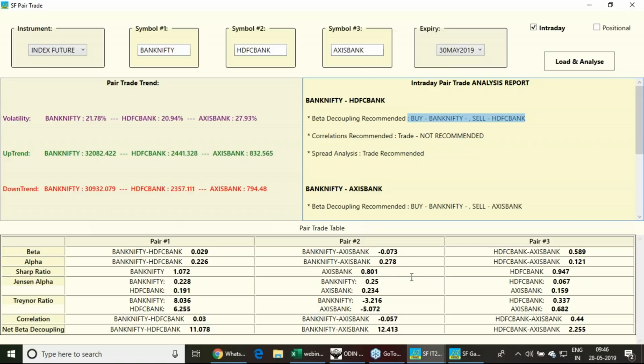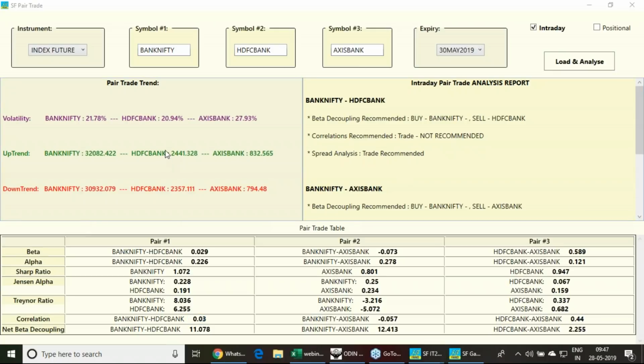So correlation is below 60%. Bank Nifty and HDFC correlation is pretty low. It is near zero. So you can say that here you can hedge and go with that. Nothing wrong with that. Beta decoupling is saying you can enter the trade. However, at the same time you can hedge and trade.